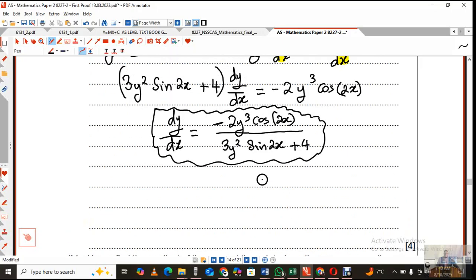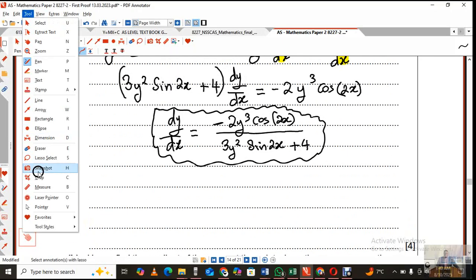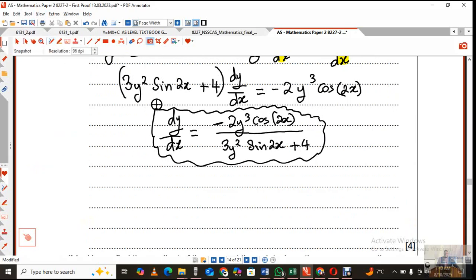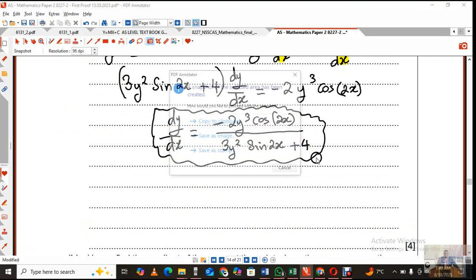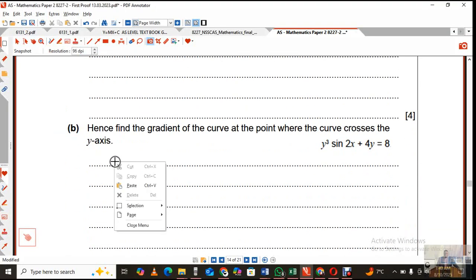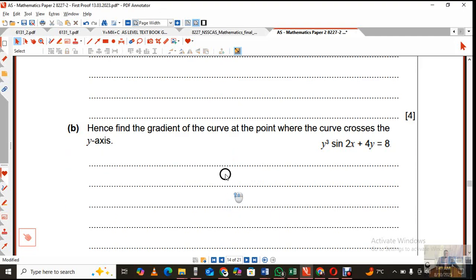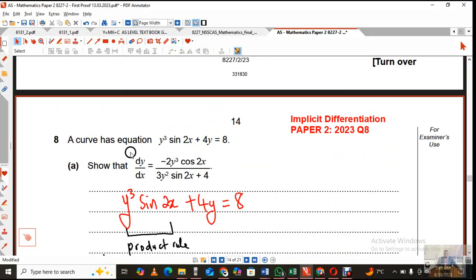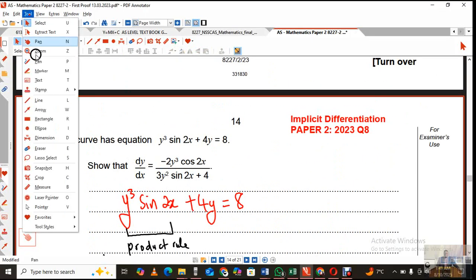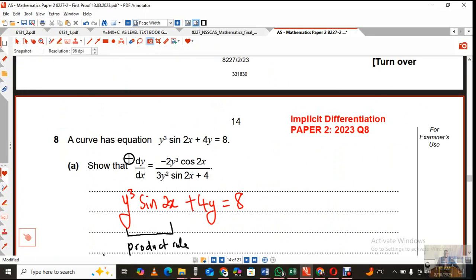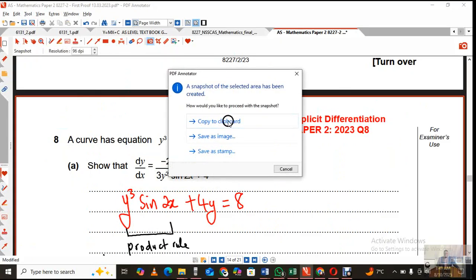Now, I'm just going to take a snapshot of that. I could easily have done the other one. Maybe it's not so nice, so let's take the original one, because I'm going to use it in the B part of the question.